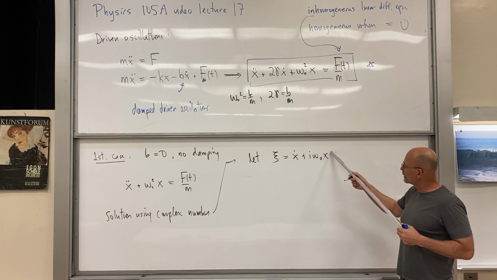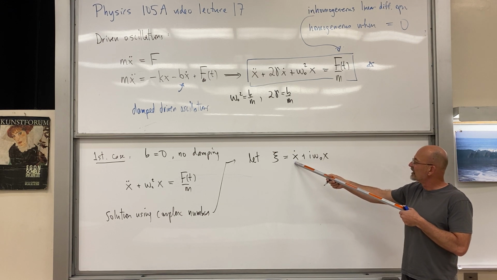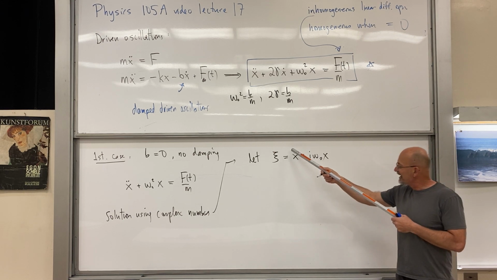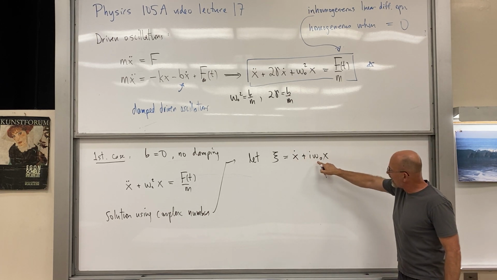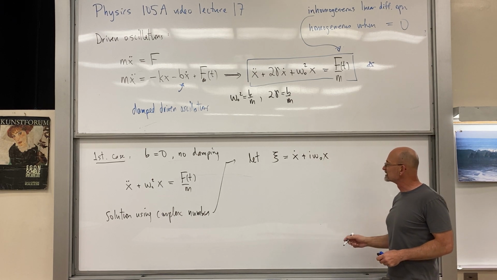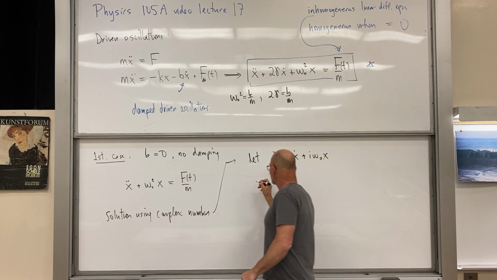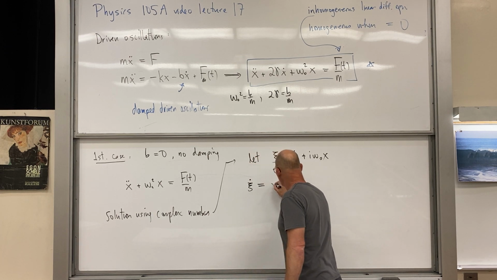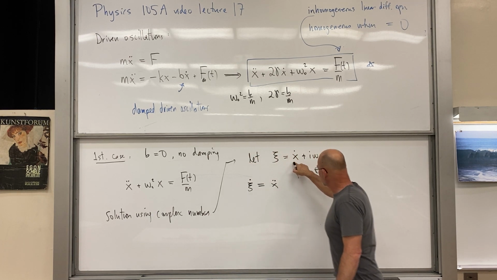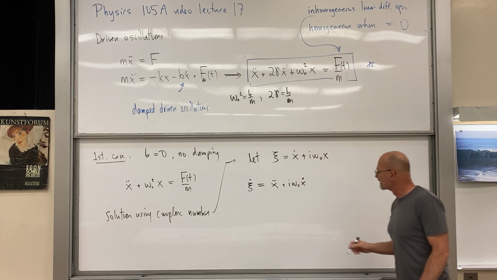So x is the solution, the position with respect to time, x dot is the velocity, and what we've done is we've combined the two by adding x dot plus i omega naught x. We've combined them into a complex number. Now why would we do that? Let's take a derivative and we get the second derivative here plus i omega naught times the first derivative, x dot.